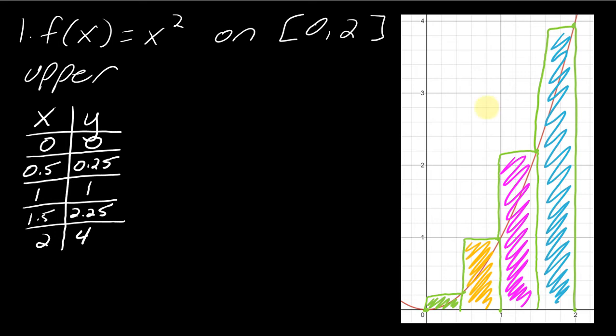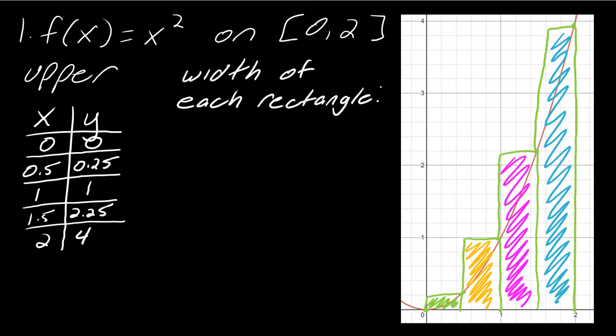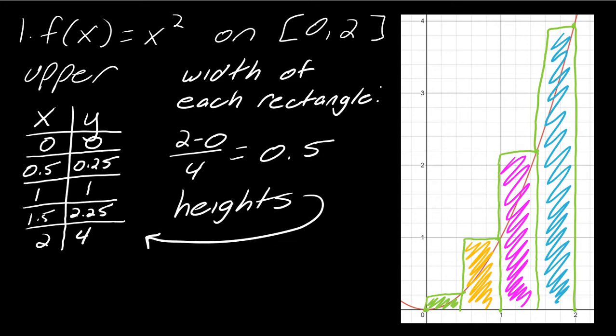So first I have to figure out the widths of my rectangles, and they're all going to be the same width. So we can just use that calculation of taking this interval and dividing by the number of subintervals that we want. We could probably tell this just by looking, but the width of each rectangle is going to be 0.5.